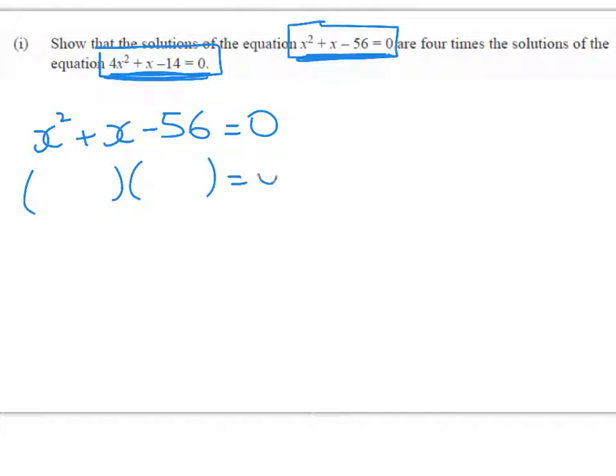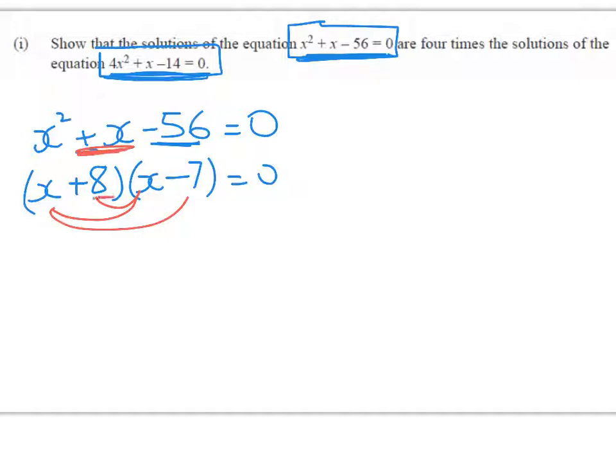Just having a look, we want two numbers that times to give us 56. We're going to have x here and x here. We want to have a plus 1, so we're going to put the big number here, plus 8, minus 7. So let's have a quick look at that and check if that works. x squared plus 8x minus 7x, so that works, times plus negative 56. That gives me two solutions. x is negative 8 or x is equal to 7.